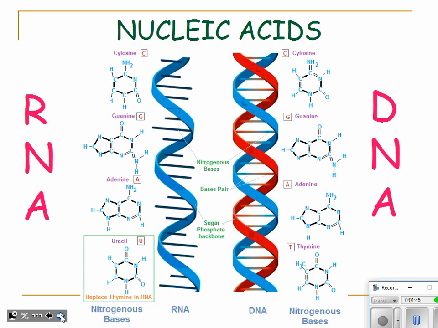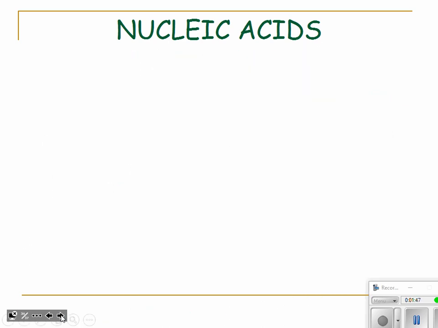So, nucleic acids. Chomp. That is what they are composed of, what they contain, what elements: carbon, hydrogen, oxygen, nitrogen, phosphorus. Okay? Chomp.